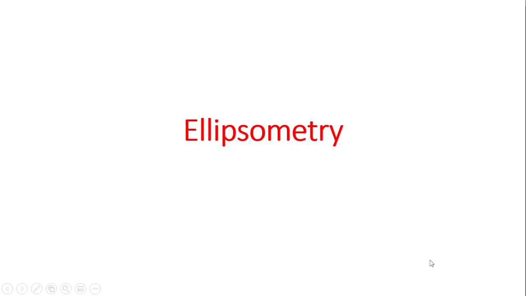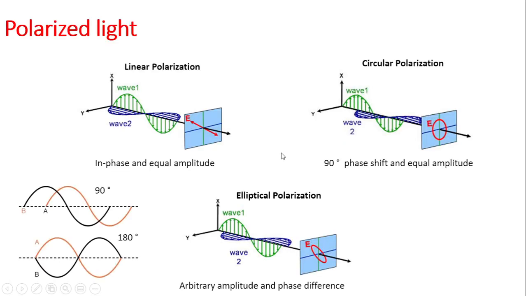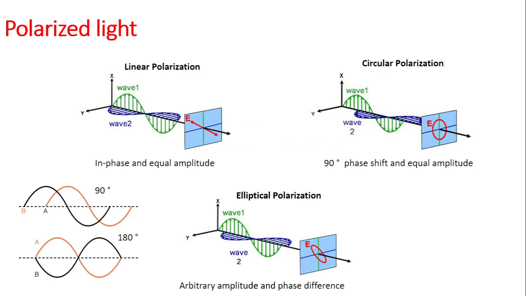Hello everyone. In this video, I'll be briefly talking about the principle behind how ellipsometry works. Ellipsometry is a very popular tool that is used for measuring film thickness and other thin film properties. To understand ellipsometry and the principle behind it, you need to understand what polarized light is.